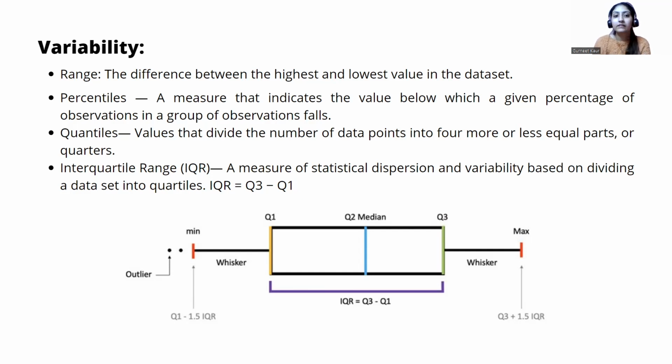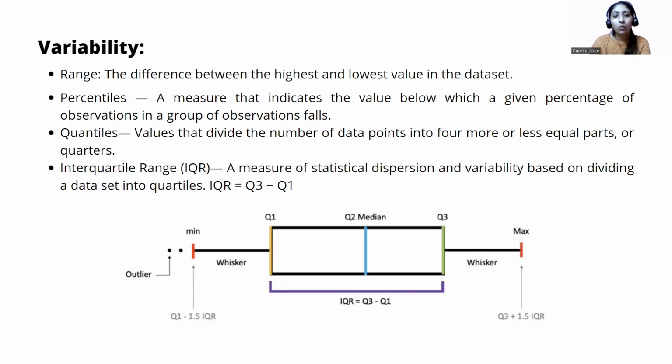Then we have quantiles. Quantiles are values that divide the data points. If we have a number of data points, we divide those data points into four or fewer equal parts. That means quartiles are quarters, which get divided into equal parts, right?